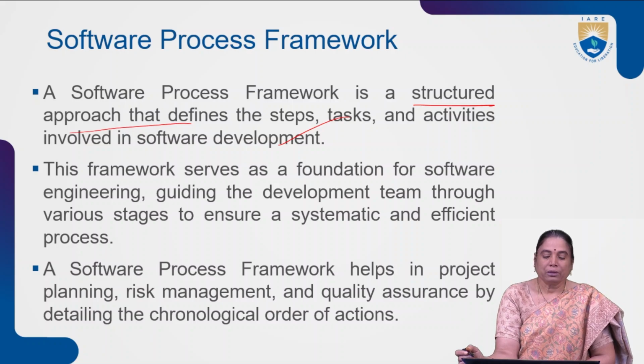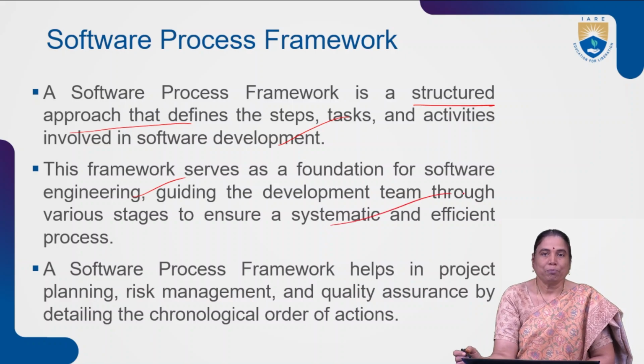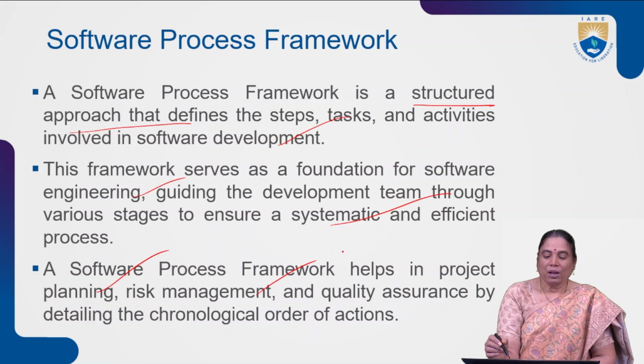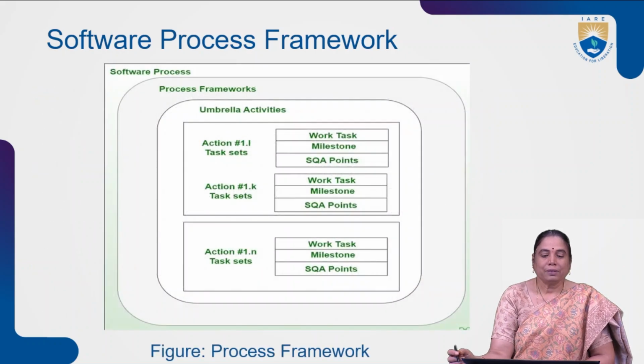So this framework serves as a foundation for software engineering, guiding the development team through various stages to ensure a systematic and efficient process. So a software process framework helps in project planning, risk management, and quality assurance by detailing the chronological order of actions. And this is the structure of a software process framework.